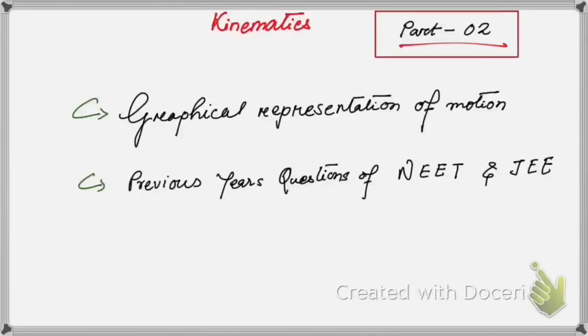Hello friends, this is part 2 of kinematics, and here we're gonna discuss how to draw graphs for different kinds of motions, a uniformly accelerated motion, an object moving with constant velocity, right? We're gonna draw position and time graph, velocity and time graph. Okay, we're gonna discuss those things, and we are going to solve previous year's questions which are asked in NEET and JEE related to these topics. That means those graphical problems, right?